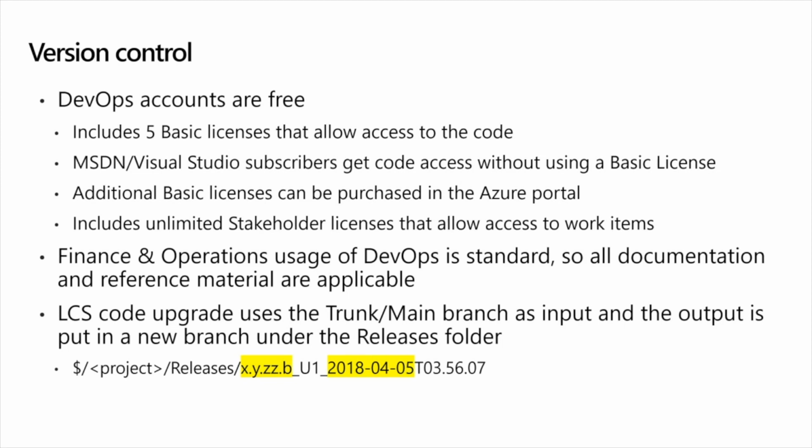The finance and operations usage of DevOps is standard, so all the documentation and reference material are applicable. There is one thing that is unique, and that is that the LCS code upgrade uses the trunk main branch of Azure DevOps as input, and the output is put in a new branch under the releases folder, and the new branch is named for the target version of the code upgrade and the date to make it unique. The code upgrade is primarily used, now that we're on one version, for AX 2012 code upgrades, so it's still applicable.